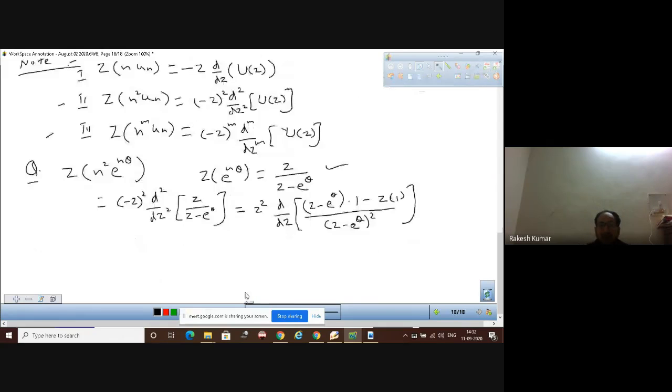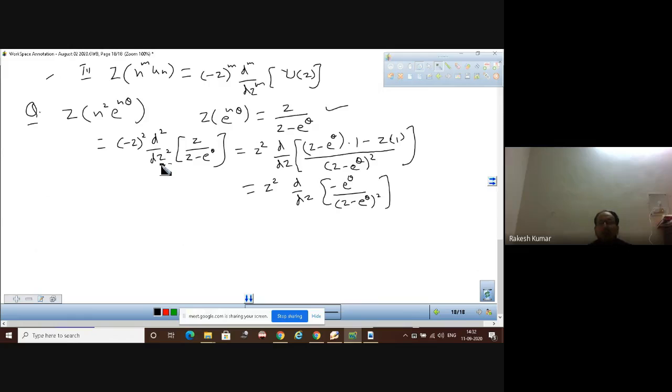Let us try to make it more simple. That is Z square, and ultimately what we should have, Z will be cancelled, that will be e raised to power theta over Z minus e raised to power theta whole square, negative sign. So this is the term left with us. And see, what we are doing, we are finding the derivative. So one order derivative has been computed. Now we can compute the second order derivative.